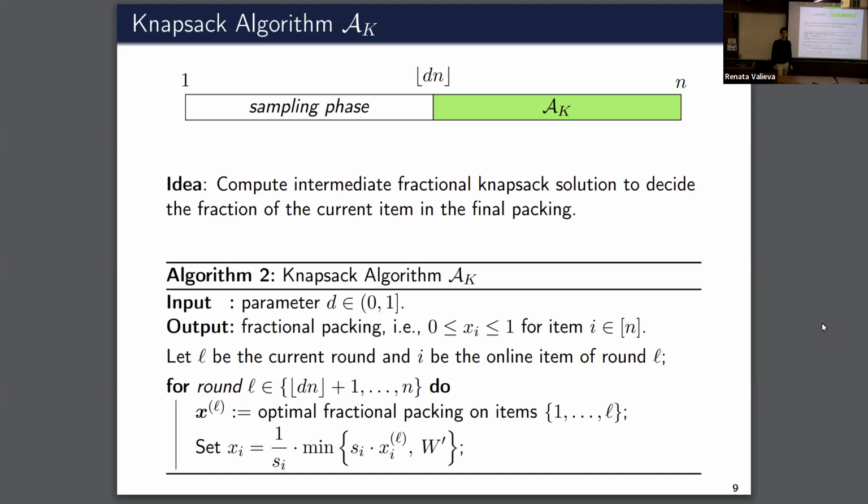Any question on the algorithm? W' is the remaining knapsack capacity. If that is enough, then we pack according to x_i^L. Otherwise, we just take the maximum possible fraction to fill up the knapsack. This x^L can be computed using the greedy algorithm, for example, ordering items by profit-to-weight ratio, or solving an LP, whichever is available.